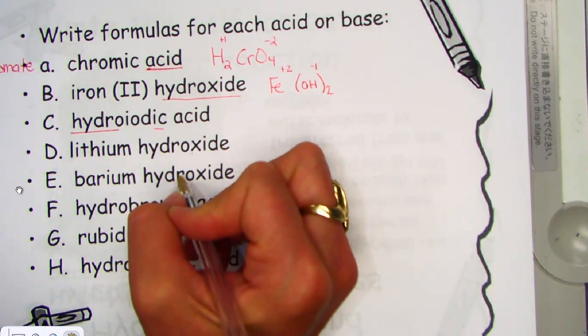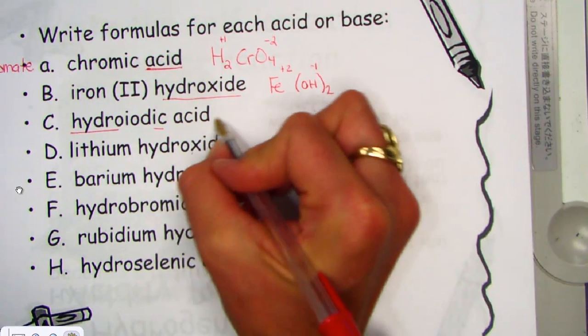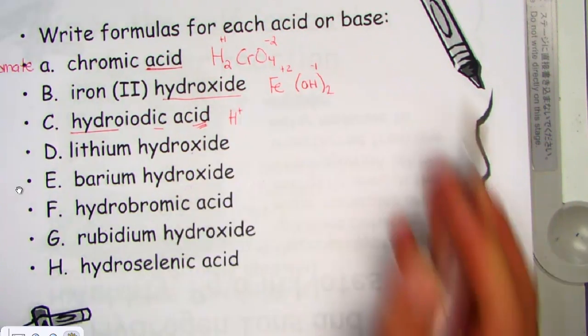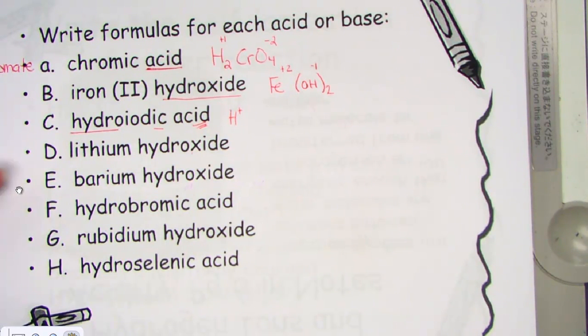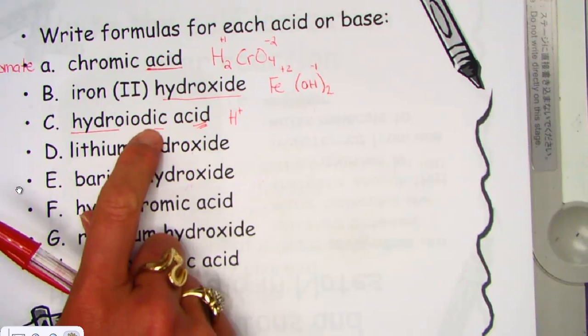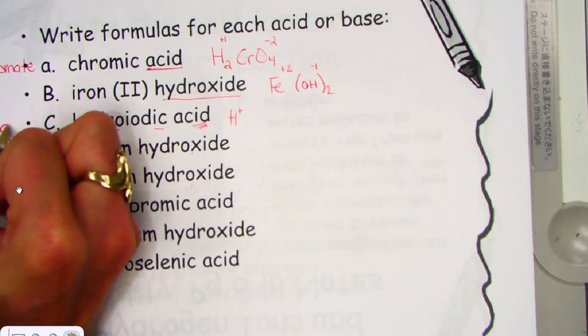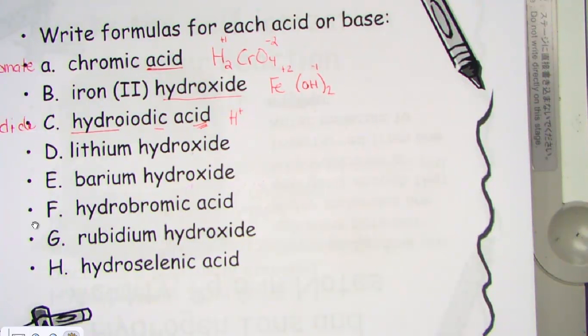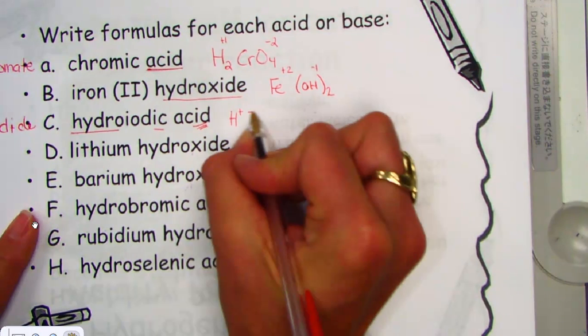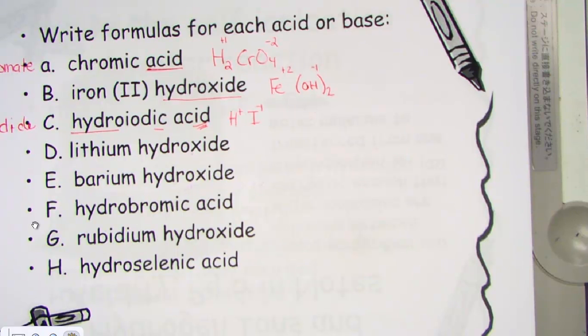Hydroiodic acid. Well, I know acids start with H. The very definition is hydrogen will be its first name. Now I'm seeing hydro root word ic, so I know that the original ending must have been "ide." We are going to look up the compound called iodide, right on your periodic table. Now iodide, look at the 7th column, group 7A, fluoride, chloride, bromide, iodide. It's simply HI, hydroiodic acid, HI.